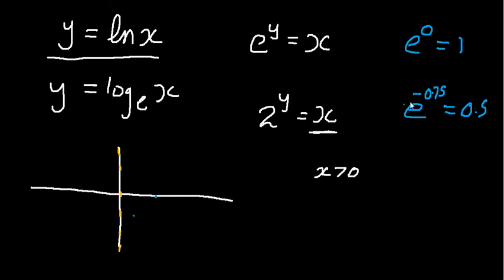Now let me replace this with a 2, then it'll make more sense. So 2 to the power of something would have to equal 0.5. It'll have to be, y would have to be minus 1, isn't it? For 2 to the power of minus 1 is equal to 0.5.